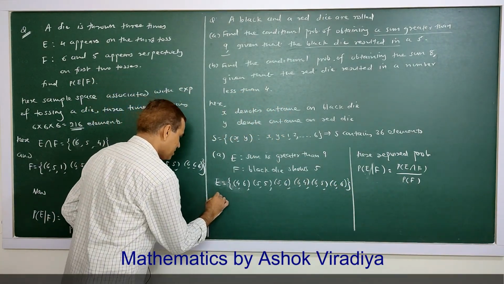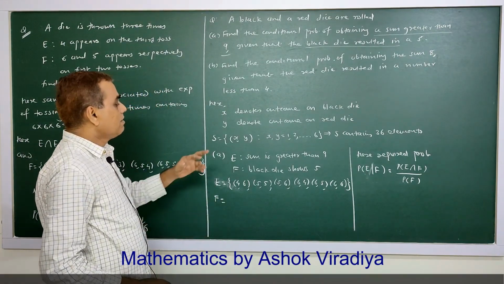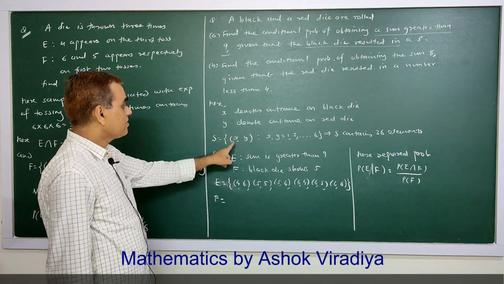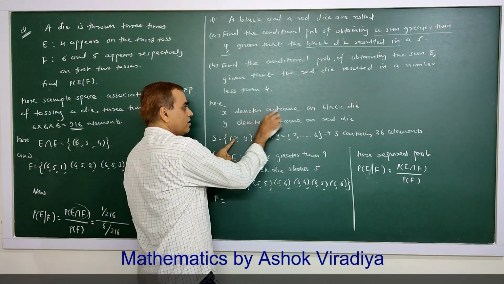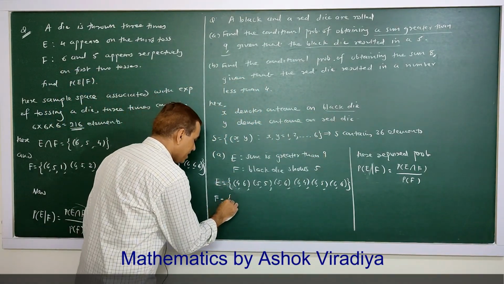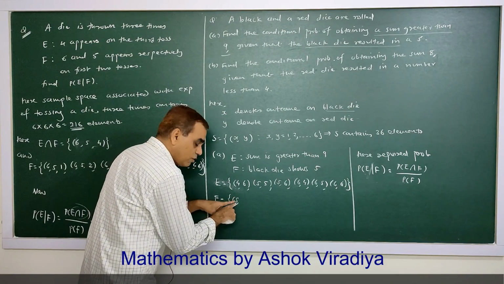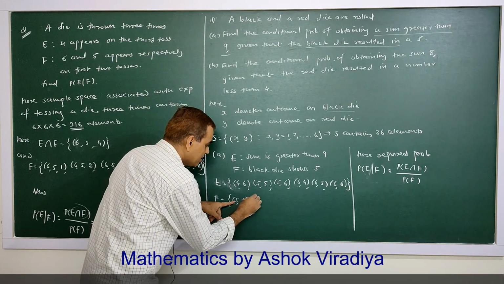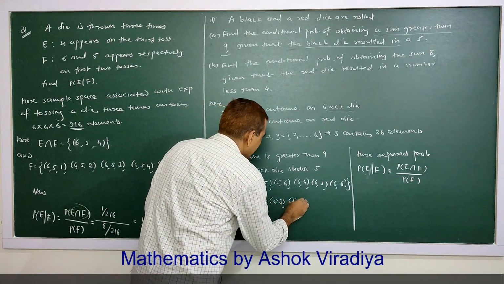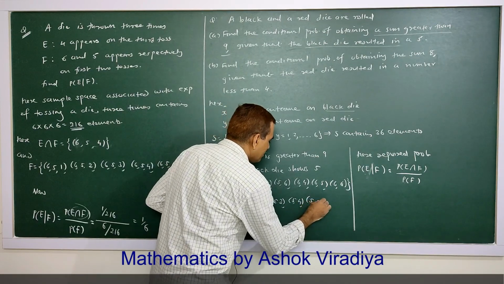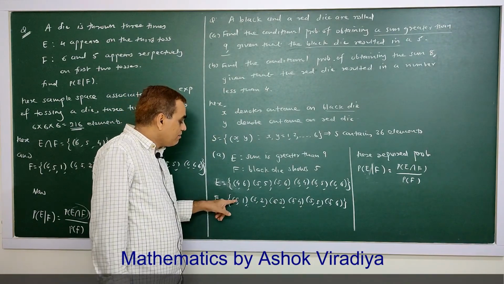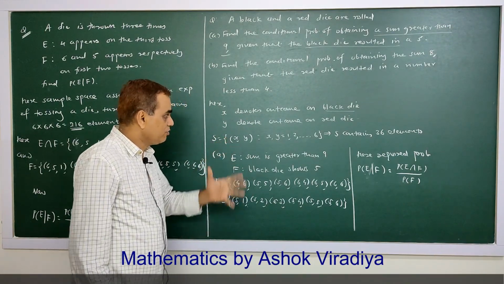F is the event that the black die shows 5. Black die, that is the first die. X denotes the black die. So the black die shows 5, which means the first outcome is from black. So 5,1, 5,2, 5,3, 5,4, 5,5, 5,6. These are the possibilities in which the black die shows 5.